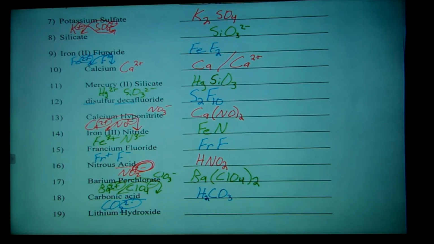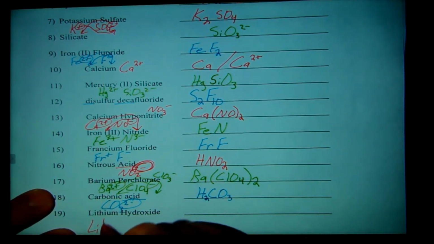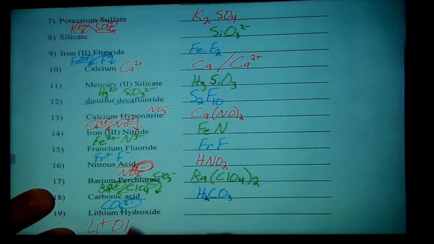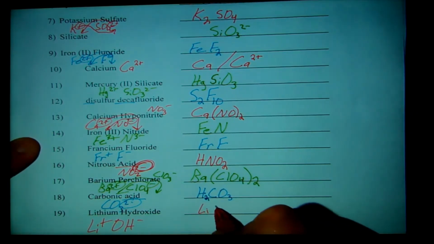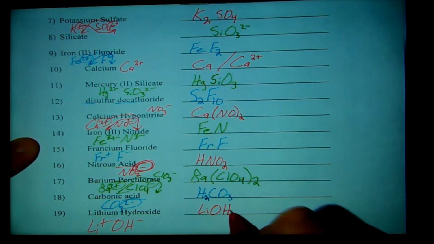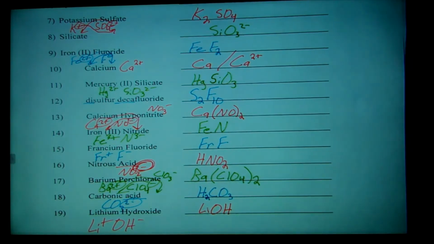All right, so let's go to this number 19, last one on the first page. Lithium hydroxide. Lithium comes from the first column, so a plus charge. Hydroxide is a polyatomic, OH, and it has a -1 charge. It's a 1-to-1 ratio, so it's just LiOH. And that's it for the front.